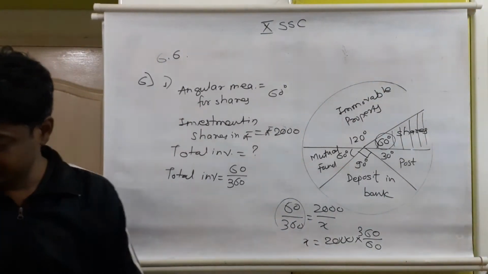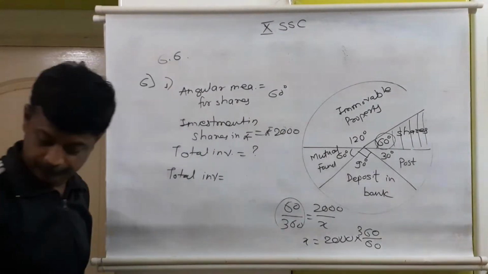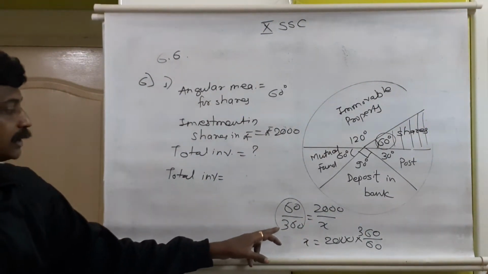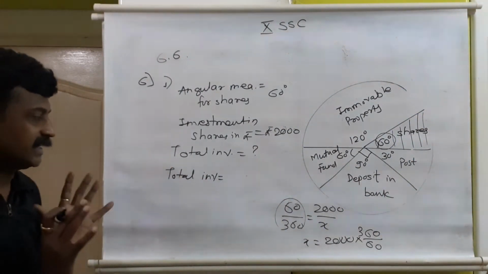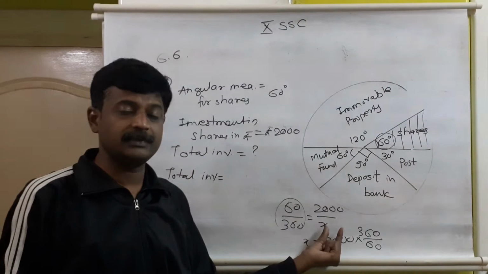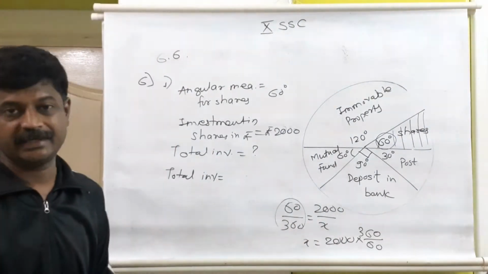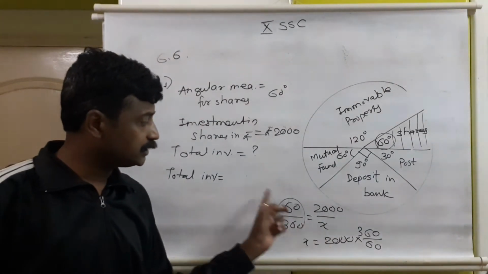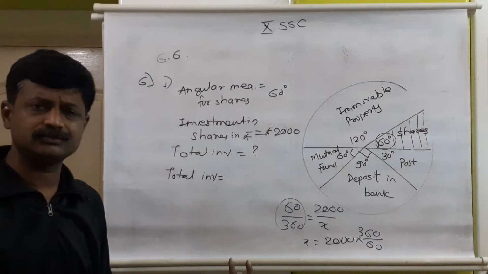I will just do the changes here. But the understanding part is very important. If 360 is the total angular measurement, 60 is the share given for shares. If X is the total investment which we want to find out, then 2000 is given for shares. So 60 into X will be equal to 2000 into 360. In the multiplication rule also you can.